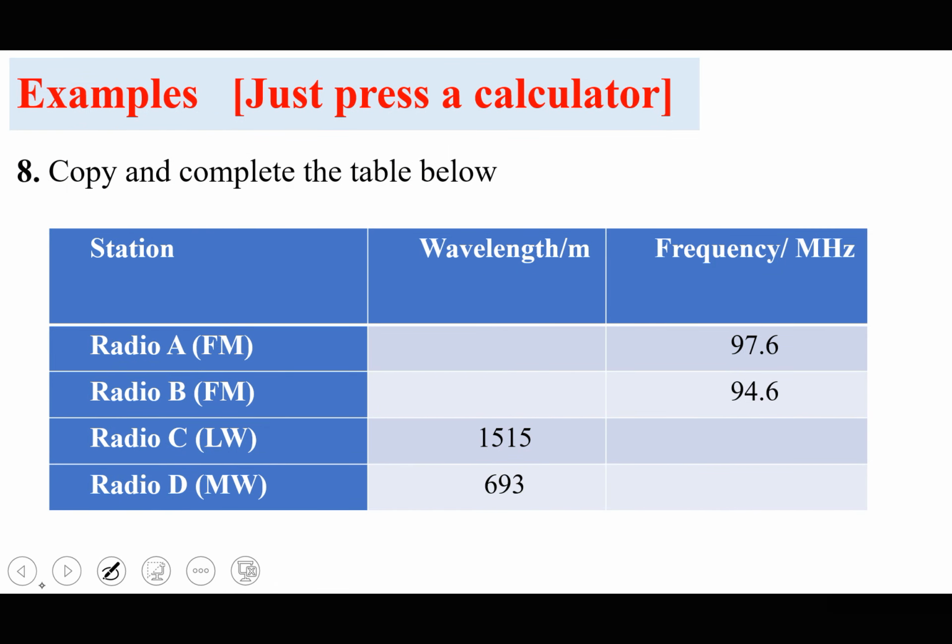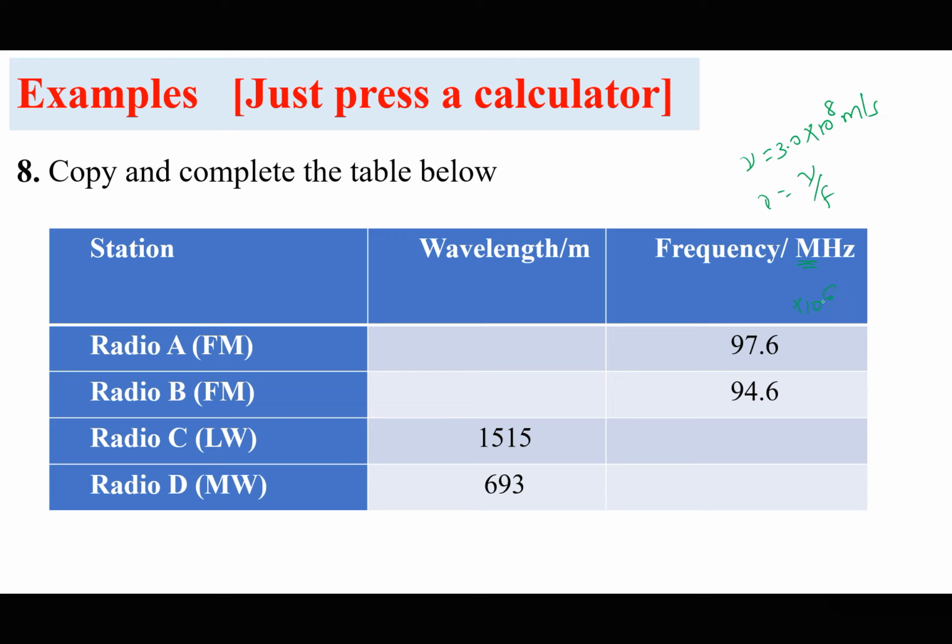Copy and complete the table below. So we have radio A, radio B, radio C, radio D. All these are electromagnetic waves. And the speed V for electromagnetic waves is 3.0 times 10 to the power of 8 meters per second. So all your calculations should use this. So I'll just use lambda is equal to V over F to fill this. But remember, this is mega, so this should be times 10 to the power of 6.